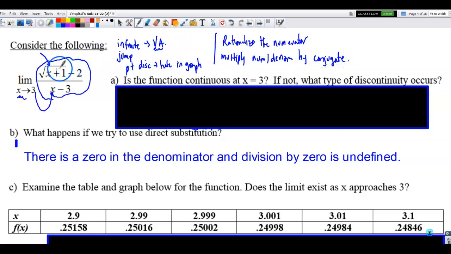The conjugate is, so I have the square root of x plus 1 minus 2. The conjugate would be the square root of x plus 1 plus 2. So that would be our strategy. So let's go ahead and uncover here.